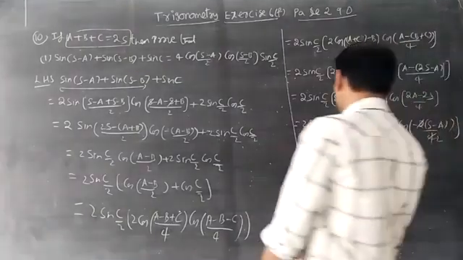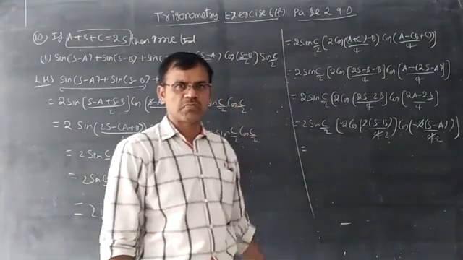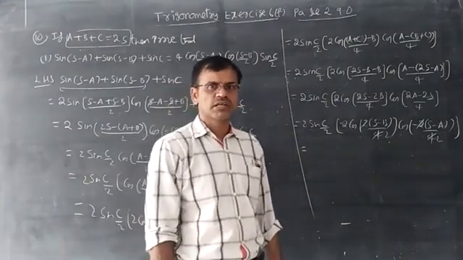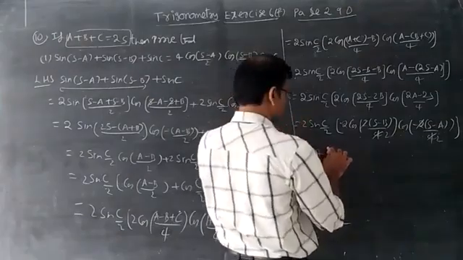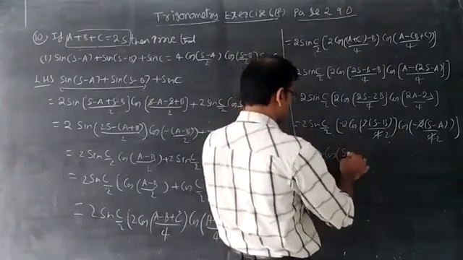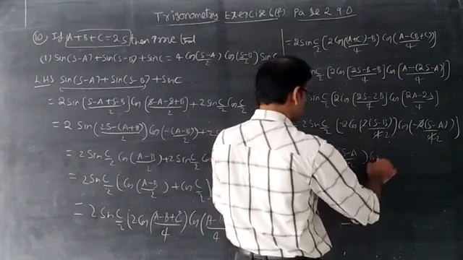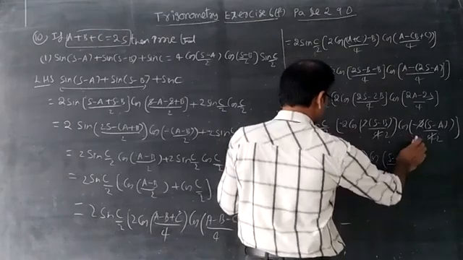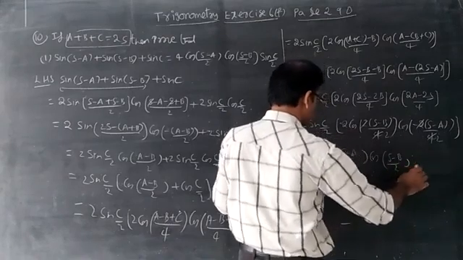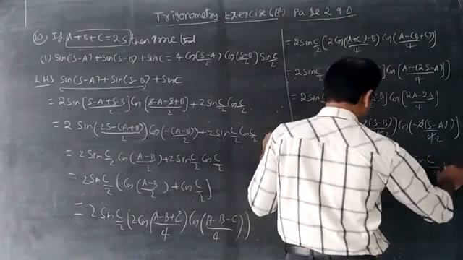That is equal to, now multiply and write in the order where cos of −θ becomes cos θ. Plenty of times you are discussing that cos of −θ is cos θ. Now 2 into 2 is 4, write in the order: cos of (s − A) by 2 into cos of (s − B) by 2 into sin C by 2. This is RHS.